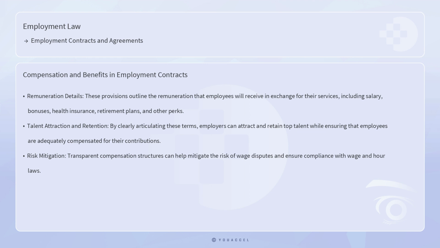Compensation and benefits are also pivotal elements of employment contracts. These provisions outline the remuneration that employees will receive in exchange for their services, including salary, bonuses, health insurance, retirement plans, and other perks. By clearly articulating these terms, employers can attract and retain top talent while ensuring that employees are adequately compensated for their contributions. Moreover, transparent compensation structures can help mitigate the risk of wage disputes and ensure compliance with wage and hour laws.